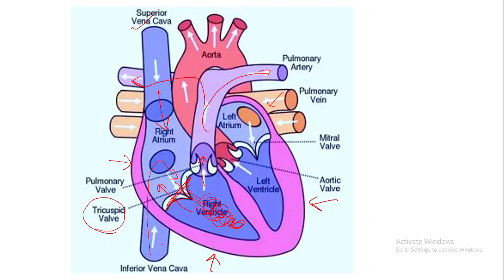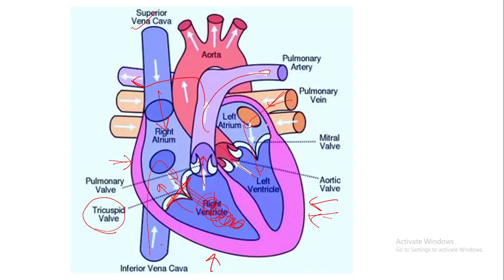From here it goes to the lungs. From the lungs, it comes through the pulmonary veins, which open into the left atrium. Again, when the atria contract, blood goes down from here to here. From the left ventricle, when the contraction takes place, the blood goes to the aorta. At the same time, blood from the right ventricle goes to the pulmonary artery.